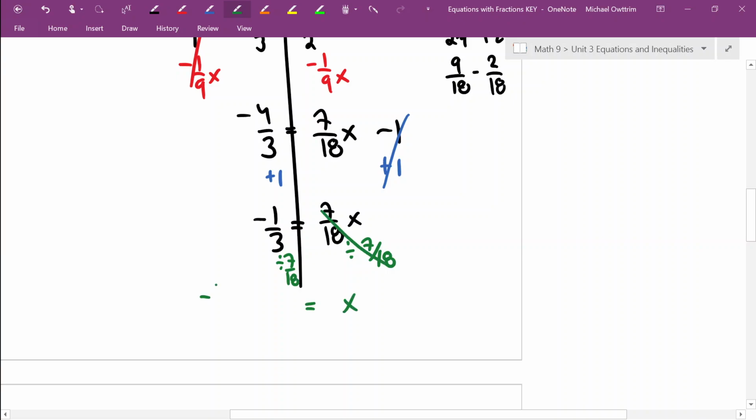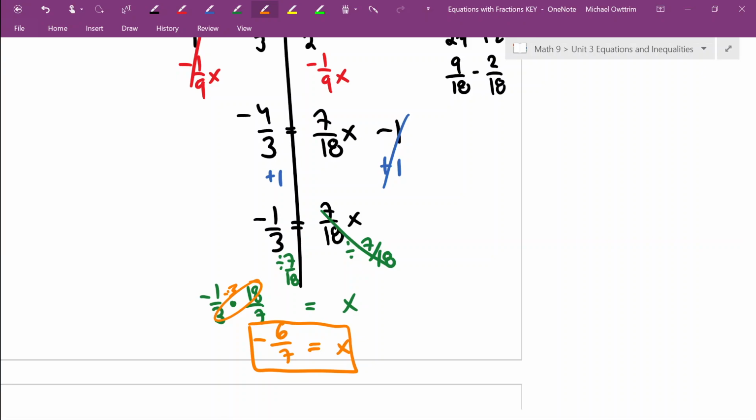On the left side, we'll have our negative 1/3 divided by 7/18, which is negative 1/3 times, so it should be using times, my 18/7, and divide out that common factor of 3, and that'll give me negative 6/7 as the value of my x. So I hope this has helped you with applying your 4 steps to equations that have fractional coefficients.